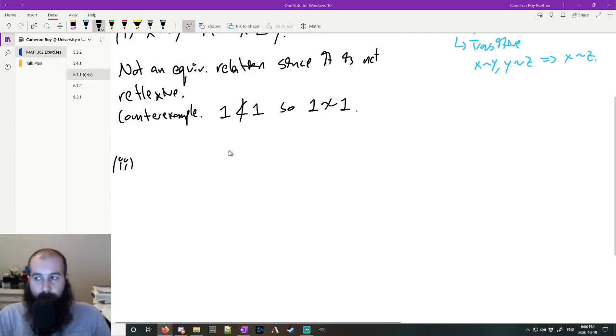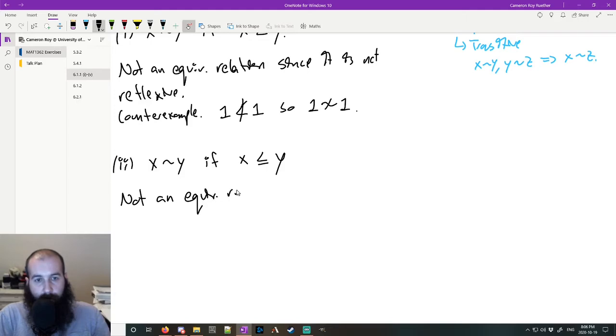Exercise 2 does away with this issue by instead defining x to be related to y if x is less than or equal to y. So now this is reflexive since the possibility of equality is allowed. However, this now fails symmetry. So not an equivalence relation. It is not symmetric.